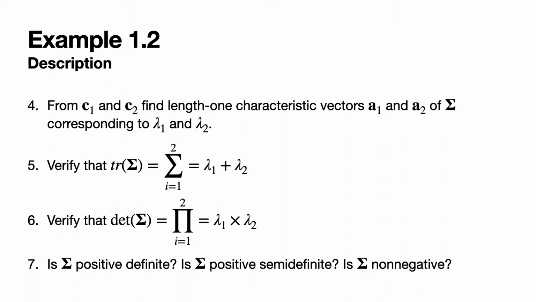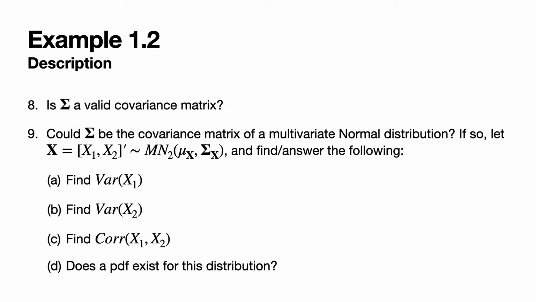We'll then answer the following questions. Is cap sigma positive definite? Is cap sigma positive semi-definite? Is cap sigma non-negative? Once we've answered those questions, we'll be able to answer the question, is cap sigma a valid covariance matrix? And then we'll answer the question, could cap sigma be the covariance matrix of a multivariate normal distribution?